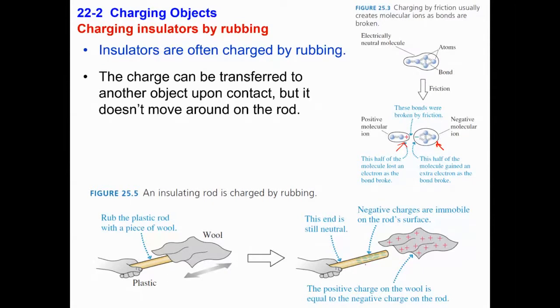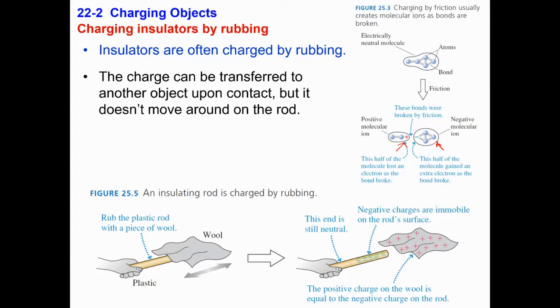Okay, so what happens in the glass rod? So in this case, the molecule that is on the glass rod has one or more negative charges, and the wool will have the opposite, or positively charged. But if you add the electrons here, the negative charges and the positive charges here, they should cancel each other from the principle of conservation of charge.